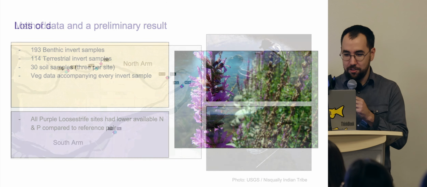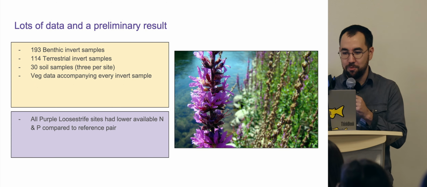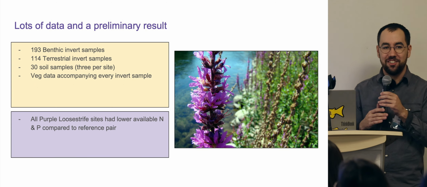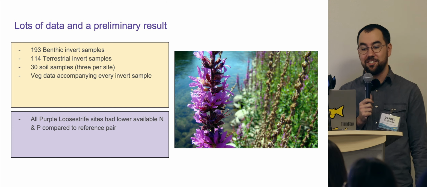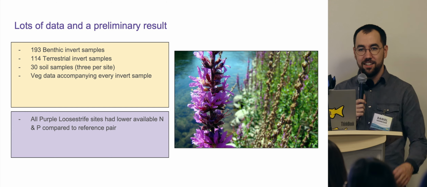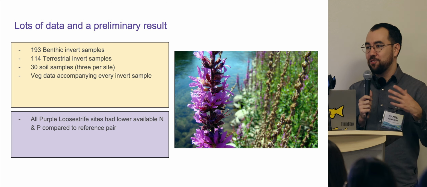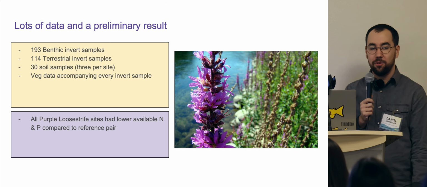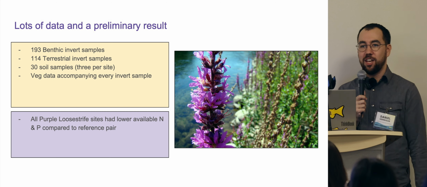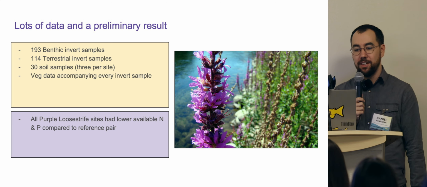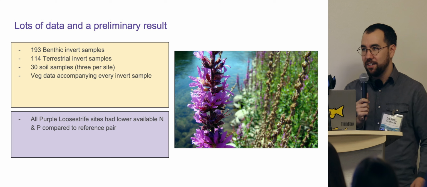And to make a long story short, we ended up with a whole lot of data. So we have hundreds of samples of invertebrates to sort taxonomically and weigh for biomass, associated veg data. And this is very much a work in progress, but the goal is to combine all of that data and model juvenile salmon prey abundance in invaded and uninvaded marshes throughout the Fraser Estuary.